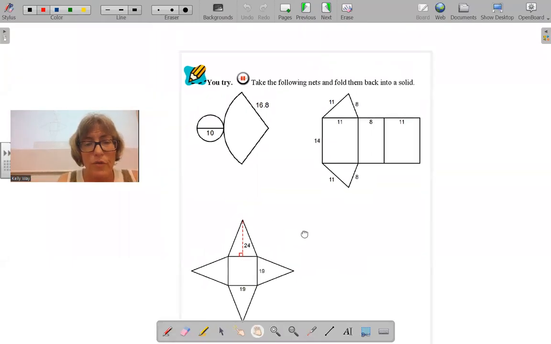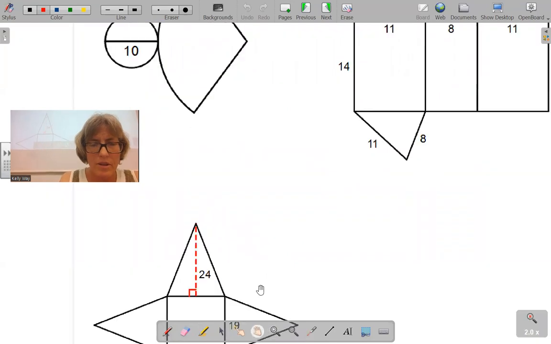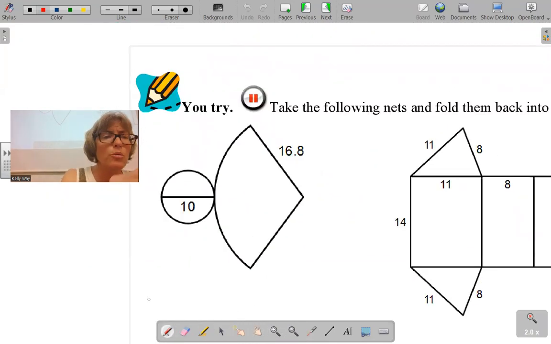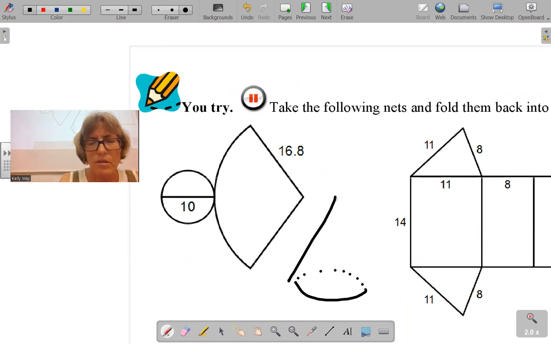So let's see how you did if you fold them back. This first one here is a cone. So it should look something like this. And our diameter here would be 10, and our slant height is 16.8.